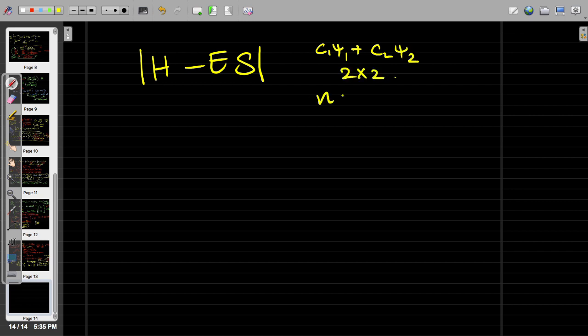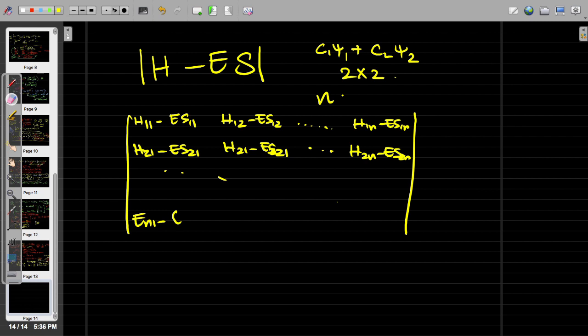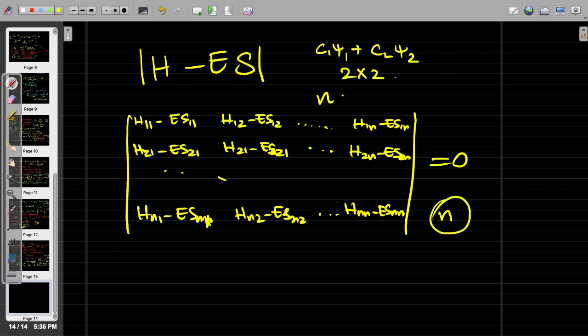And when you expand it to an n-level system, you're going to have an n by n matrix which goes of this sort: H11 minus ES11, H12 minus ES12, so on until H1n minus ES1n, H21 minus ES21, H22 minus ES22, until H2n minus ES2n, and then so on, such that it goes to Hn1 minus ESn1, Hn2 minus ESn2 until Hnn minus ESnn.